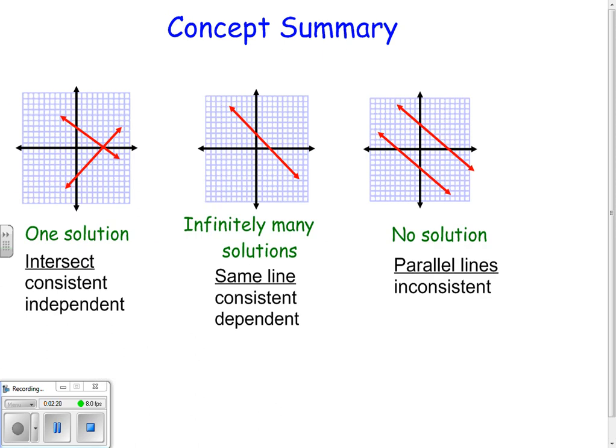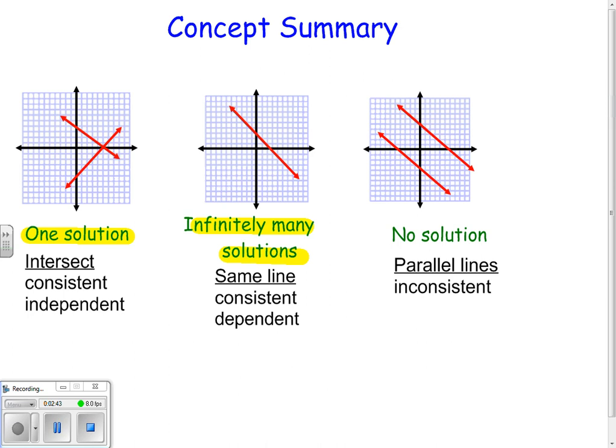Here's what it looks like graphically. Here on the left, we have one solution because those lines intersect one time. It's called an independent system, and it is consistent because it has a solution. The line in the middle is kind of tricky. It almost looks like there's only one line. It's because both lines happen to fall on top of each other, and it ends up being the same line.